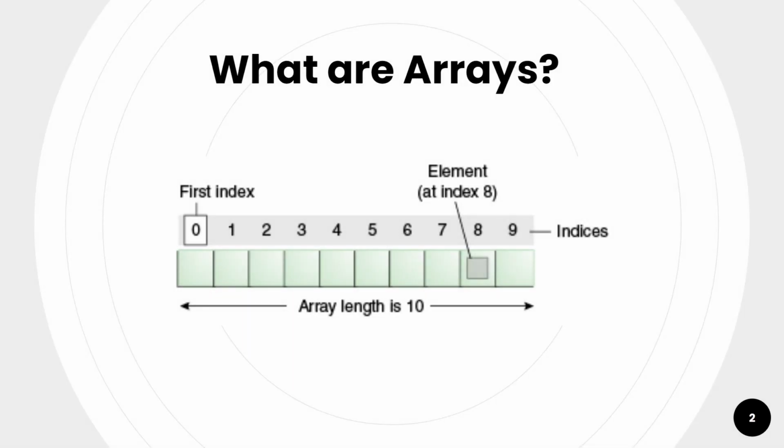What are arrays? An array is a collection of similar type of elements which has contiguous memory location. So let us understand what this means. A Java array is an object which contains elements of a similar data type. Additionally, the elements of an array are stored in contiguous memory location. These are nothing but continuous locations where we will be able to access them.